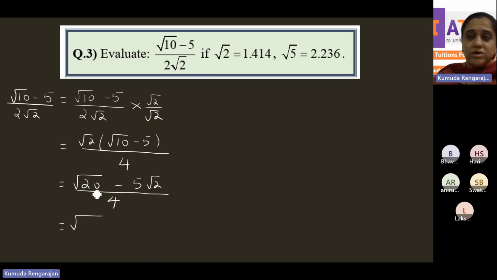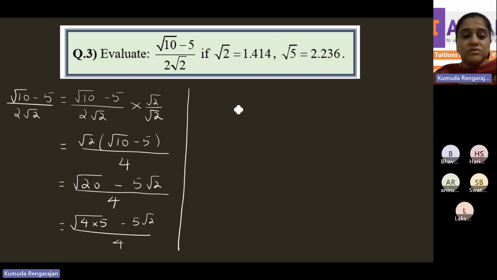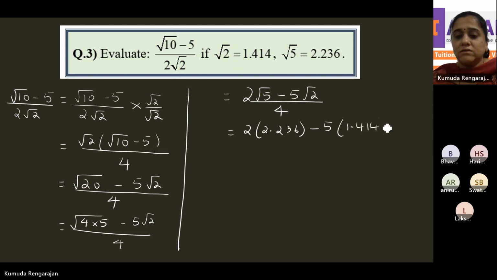So square root of what is 20? 4 5s are 4 into 5, minus 5 root 2 by 4. So this is equal to 2 root 5 minus 5 root 2 by 4. At this stage, substitute the values. So 2 into 2.236 minus 5 into 1.414 divided by 4.